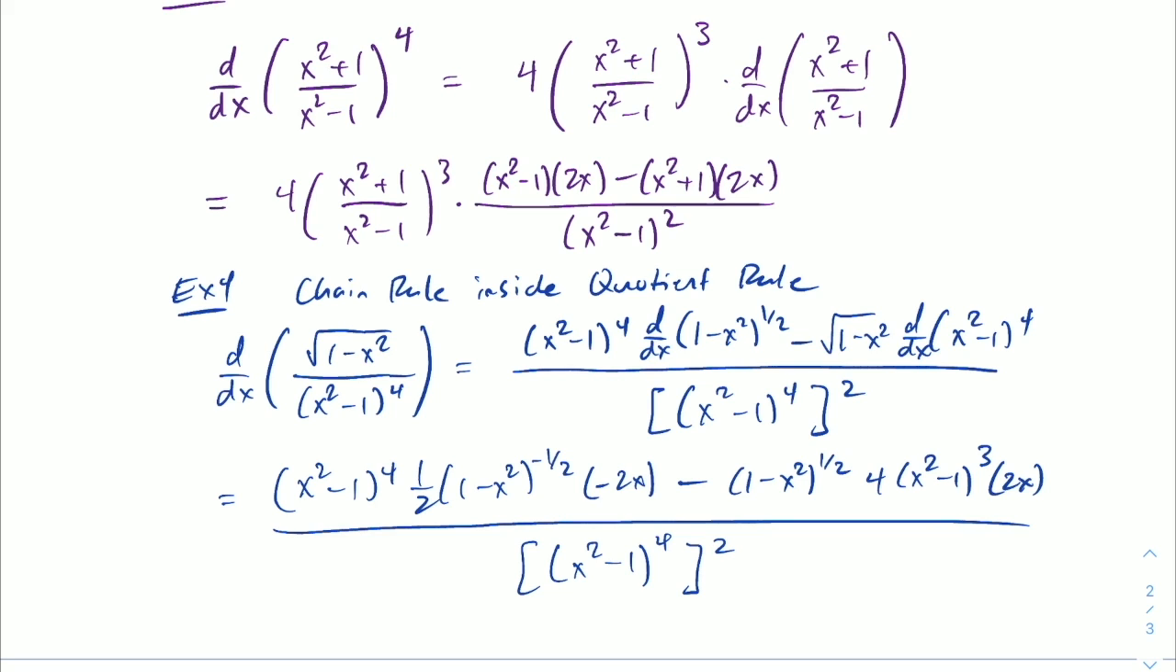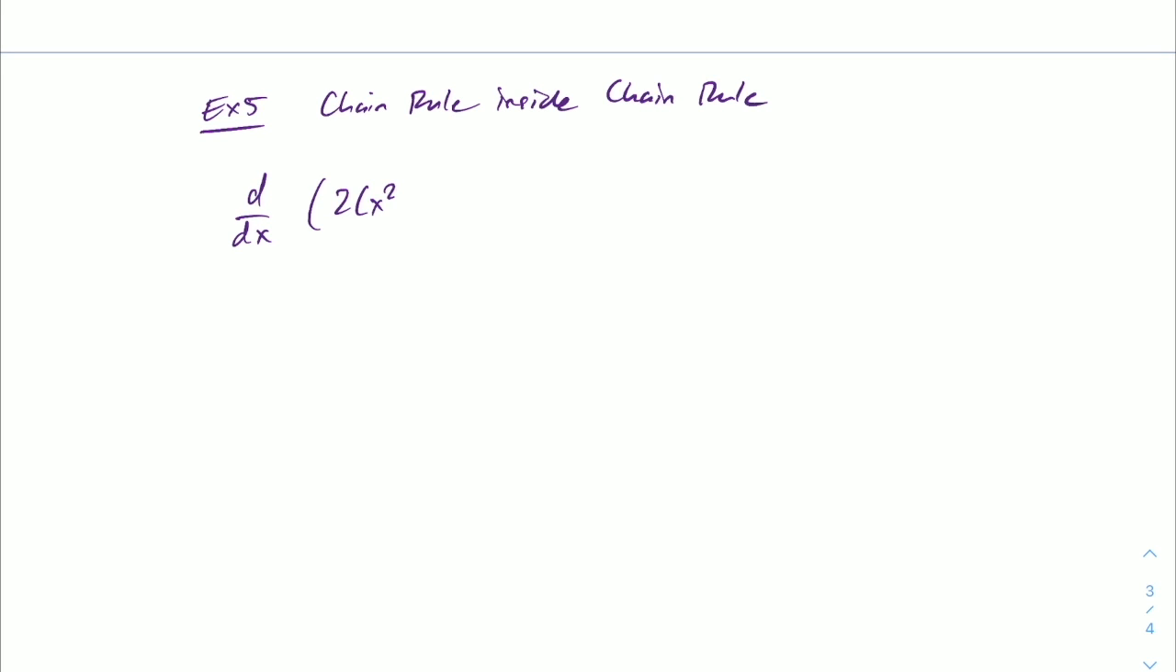All right, let's do one last example. And in this example, we're going to look at chain rule inside a chain rule. All right, so let's look at the derivative of 2 times x squared minus 1 cubed minus 4, all to the 1/2 power. So you can see we have nested functions twice. We have a square root function, and then inside that we have this 2 something cubed minus 4 function, and then the inside of that we have x squared minus 1.